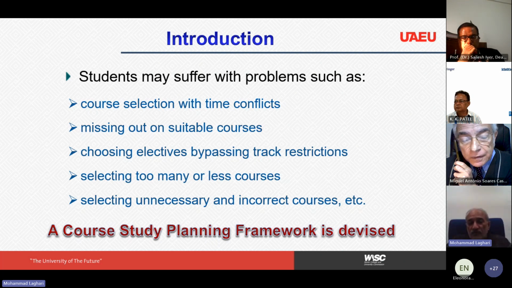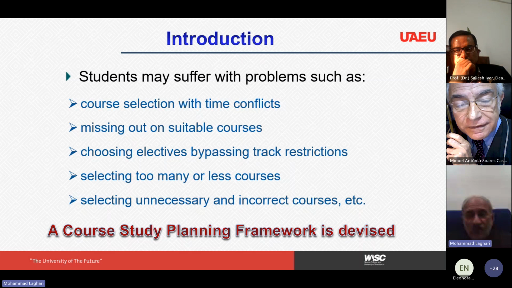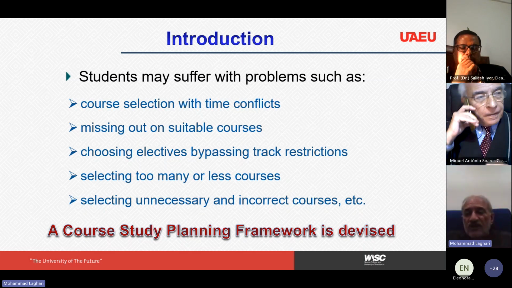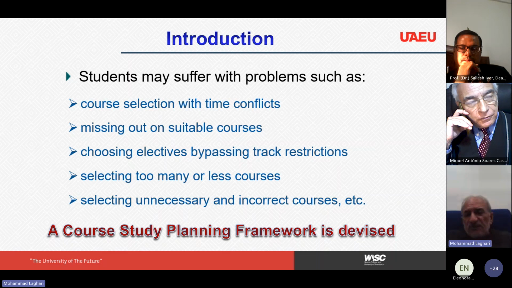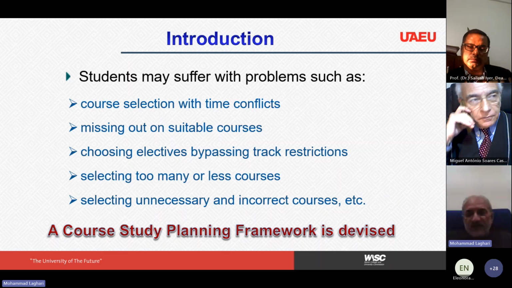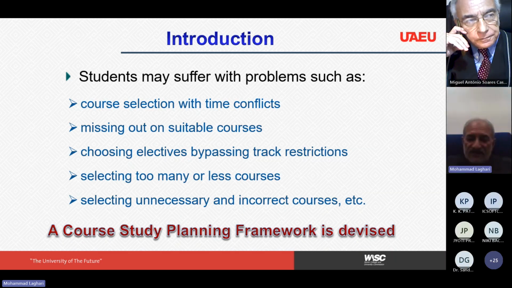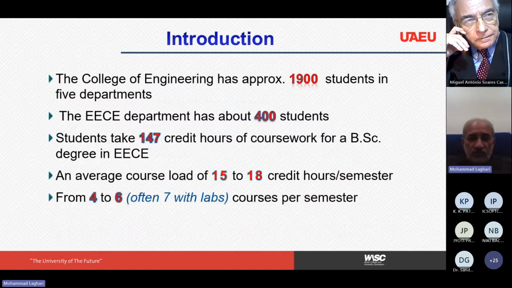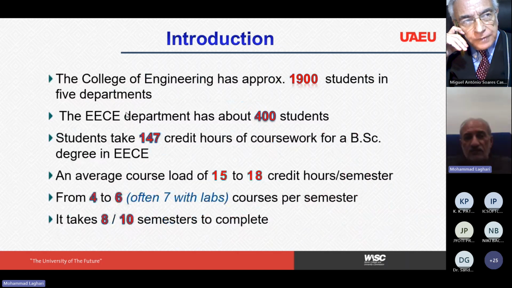But as we expect good students to select more than 12, definitely. But if they keep on selecting 12, they won't be able to finish their degrees for a long period of time. Selecting unnecessary incorrect courses, meaning in general education courses, some unnecessary courses, they might be selecting. So in this respect, this course study planning framework is devised. Okay, so it's important to explain the whole thing, what's happening in our university.